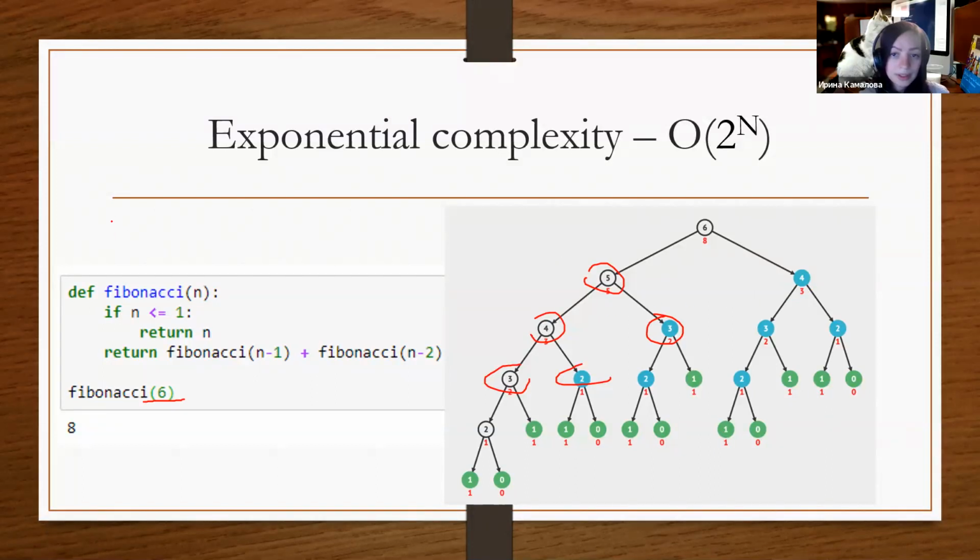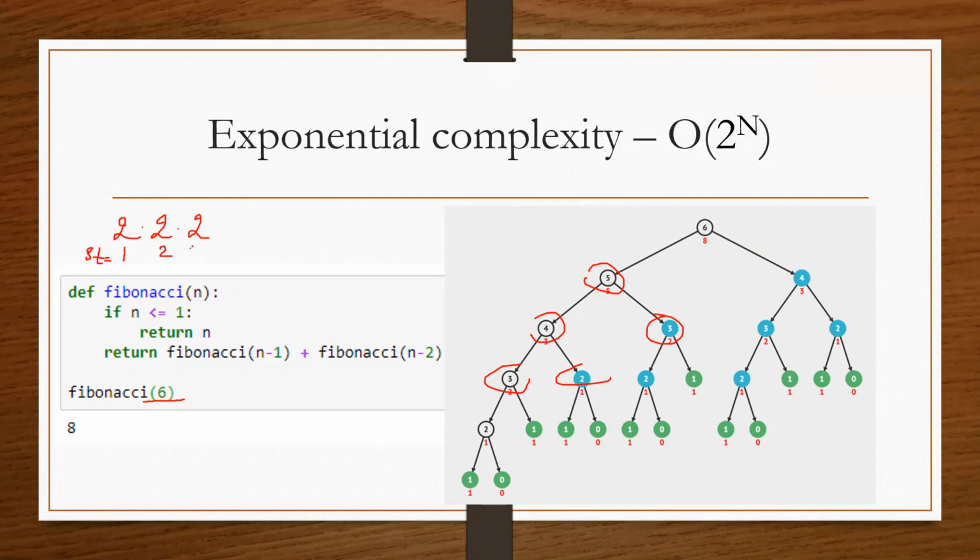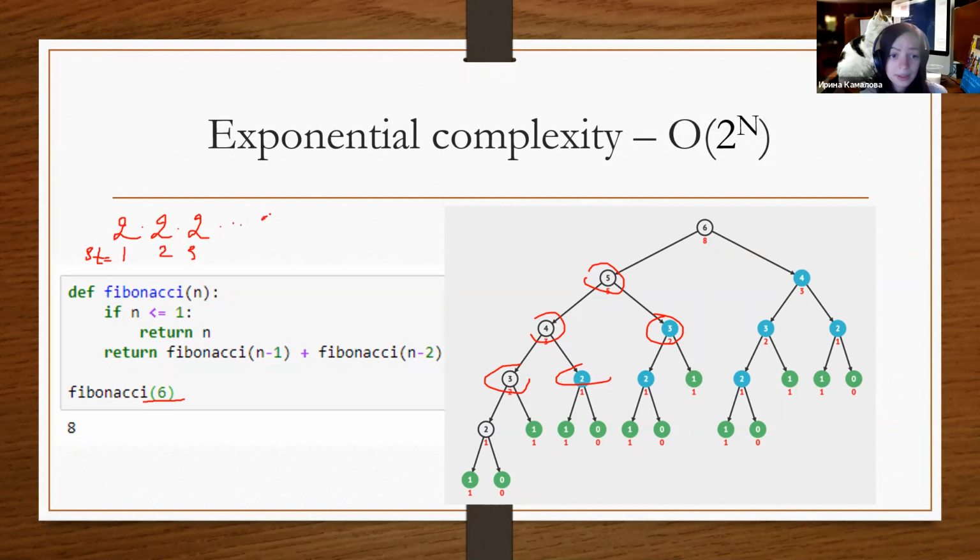So our complexity will be 2 for the first step, 2 for the second step, 2 for the third step, and so on, and here it's our nth step. And this means that our complexity is 2 to the power of n. I hope that it's a good example. Let's go next.